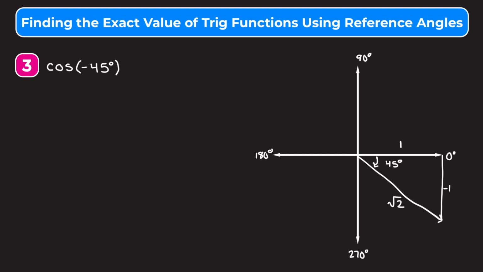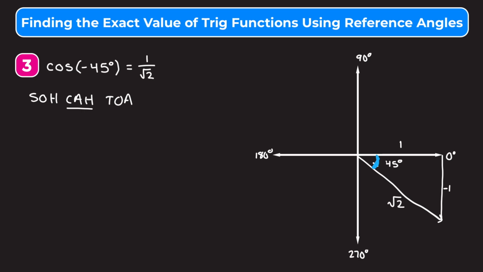And now we just want to use SOHCAHTOA to find the value of the cosine of negative 45 by using the cosine of the 45-degree angle that we just drew in this triangle. So if we're looking at this 45-degree angle in blue, and we want to do cosine, we know we have to do adjacent over hypotenuse. In this case, our adjacent side is 1, and our hypotenuse is the square root of 2.